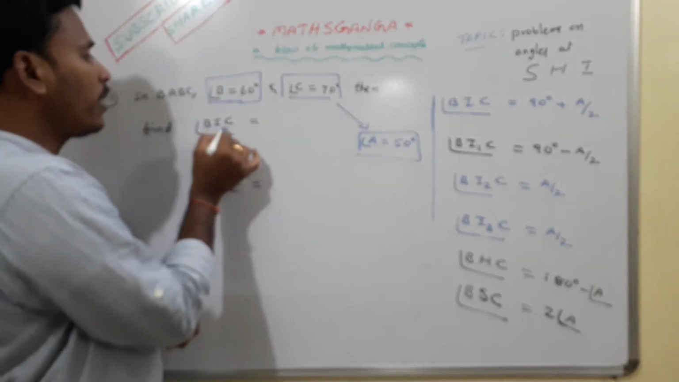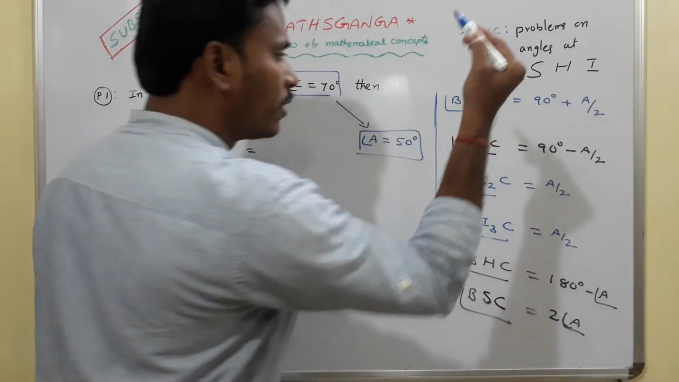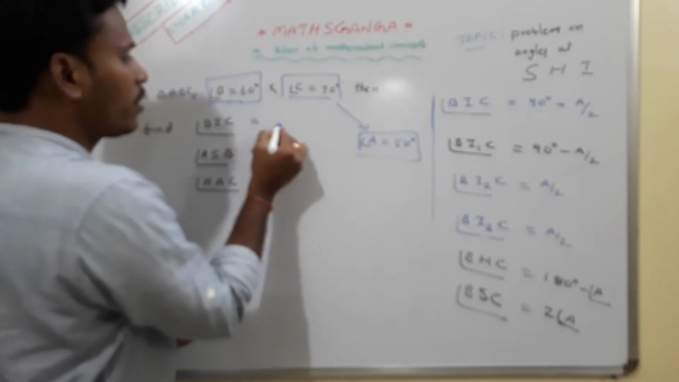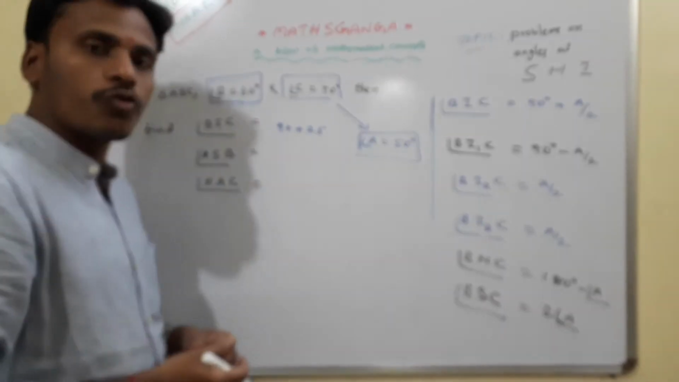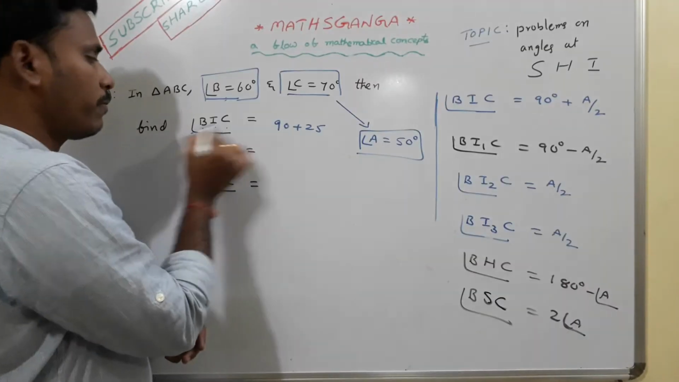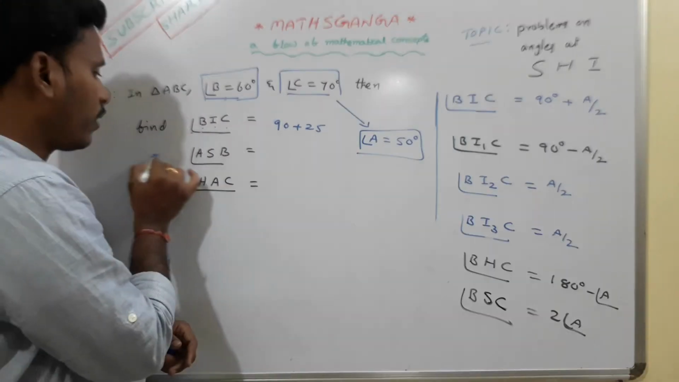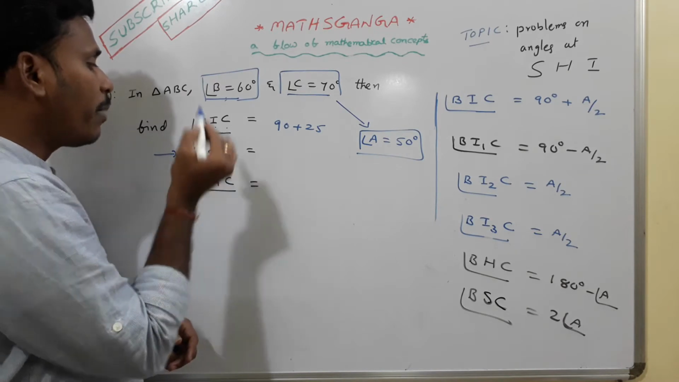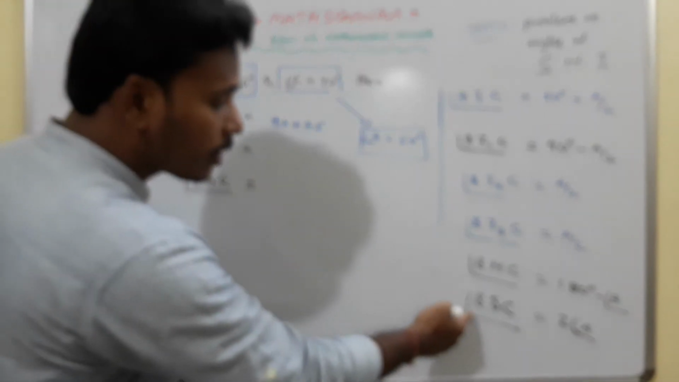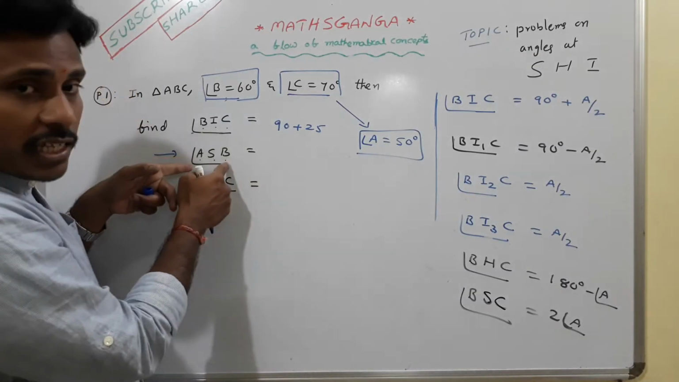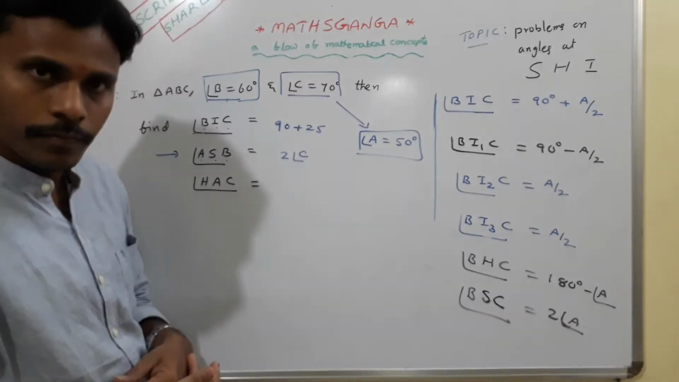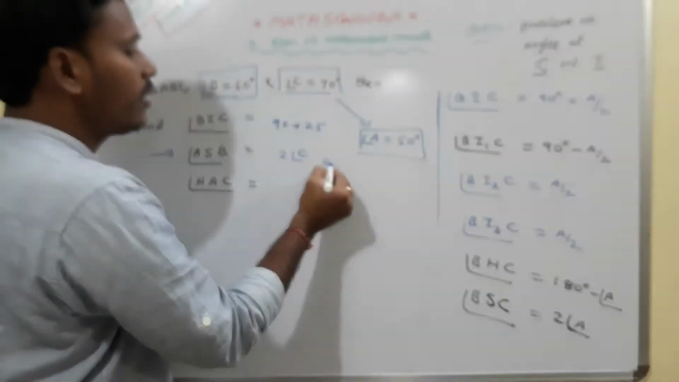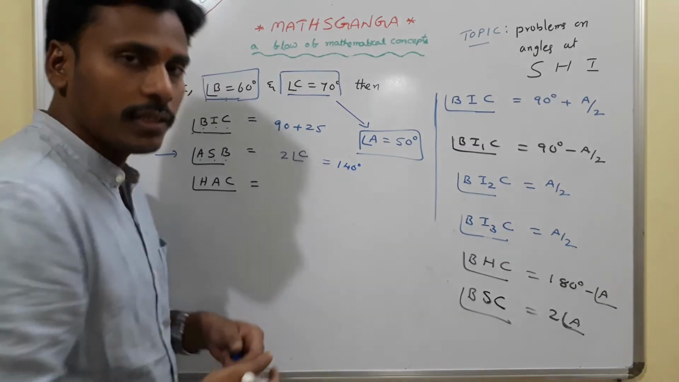Now, the angle made by side BC at the incenter. By the first rule, this is 90 plus A by 2, which means 25, and 90 plus 25 is 115. That is your answer. For the second one, the angle made by side AB at the circumcenter: as per the third rule, since the side is AB, the angle at the circumcenter is 2 times angle C. Since angle C is 70, this angle is 140 degrees.